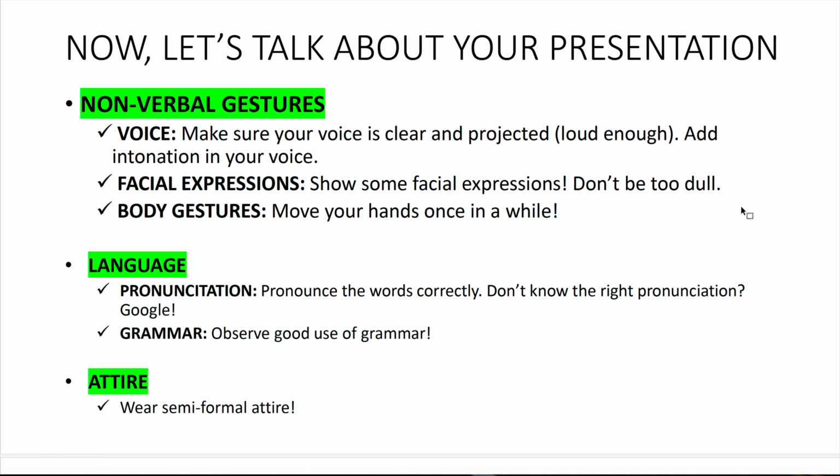For the ladies, if you want to wear baju kurung, it's okay. If you want to wear suits pun okay. I'm all okay. Wearing pants pun okay, but make sure that it looks semi-formal. I don't want it to be too casual because this is a presentation, but I do not want it to be too formal because this is not a dinner or a night gala.